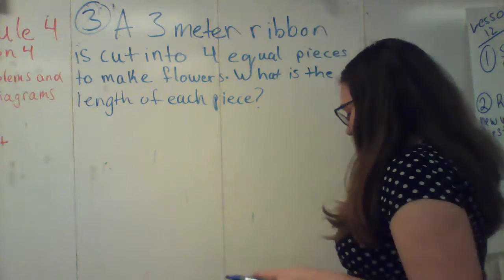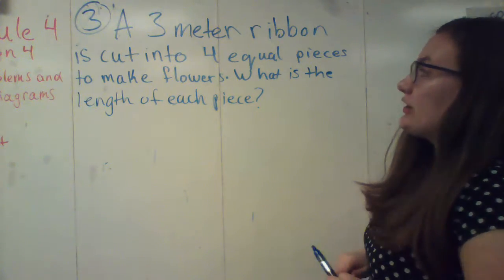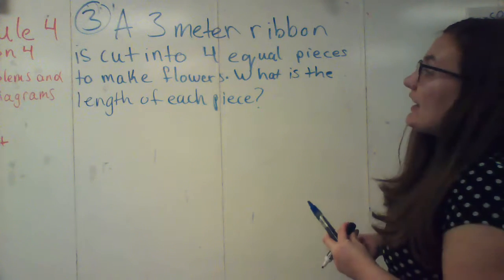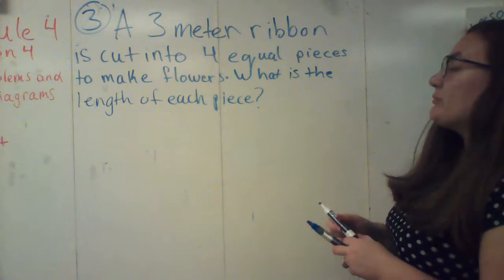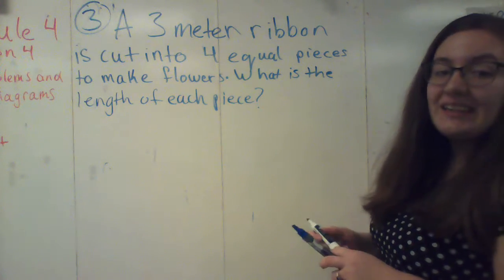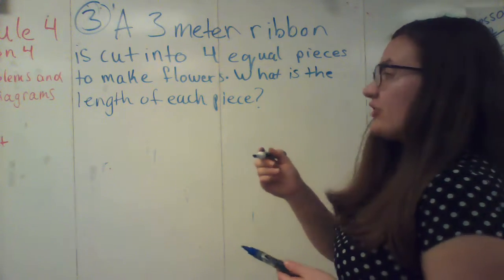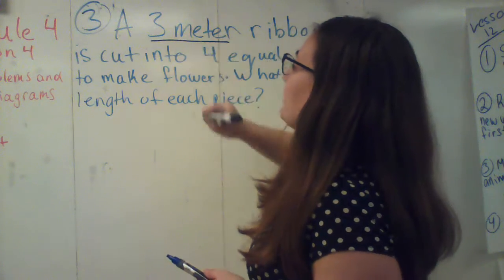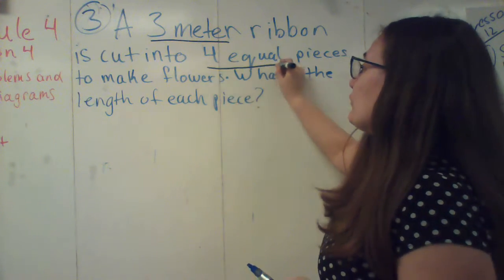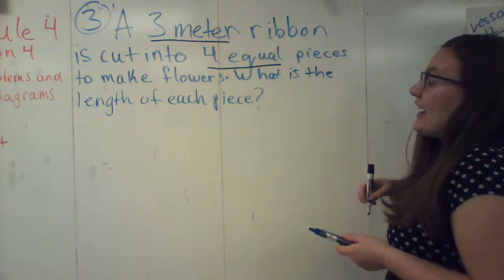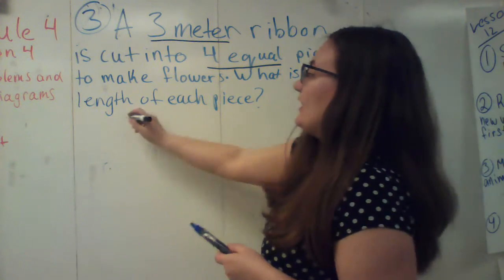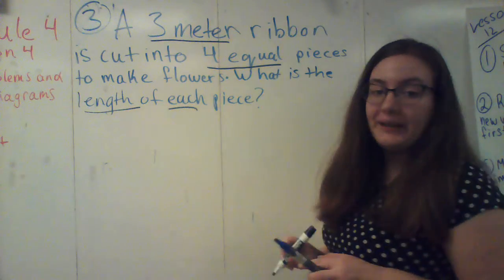And what this problem is asking us to do is it says a 3-meter ribbon is cut into 4 equal pieces to make flowers. What is the length of each piece? So I'm going to go in and pick out that important information. So I have a 3-meter ribbon. It's being cut into 4 equal parts. And I had to find the length of each piece.